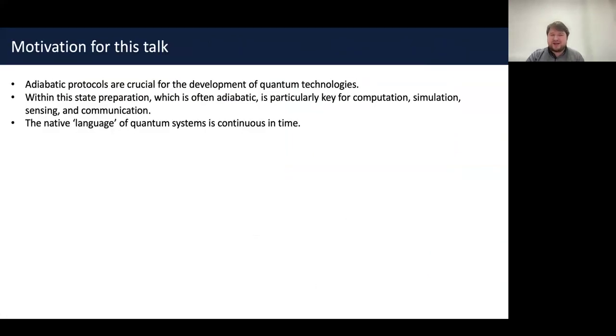So what's my motivation for this talk? Well, adiabatic protocols are crucial for the development of quantum technologies. I hope I don't need to motivate that too much to this audience, but you can use them for state preparation, of course, which is a big example. It's often adiabatic. You can, of course, do that other ways, but I think this kind of analog state preparation is probably quite a popular way of moving forwards. And then, of course, you have adiabatic quantum computing and the like. And it's also the native language of the quantum system, that's continuous time evolution.